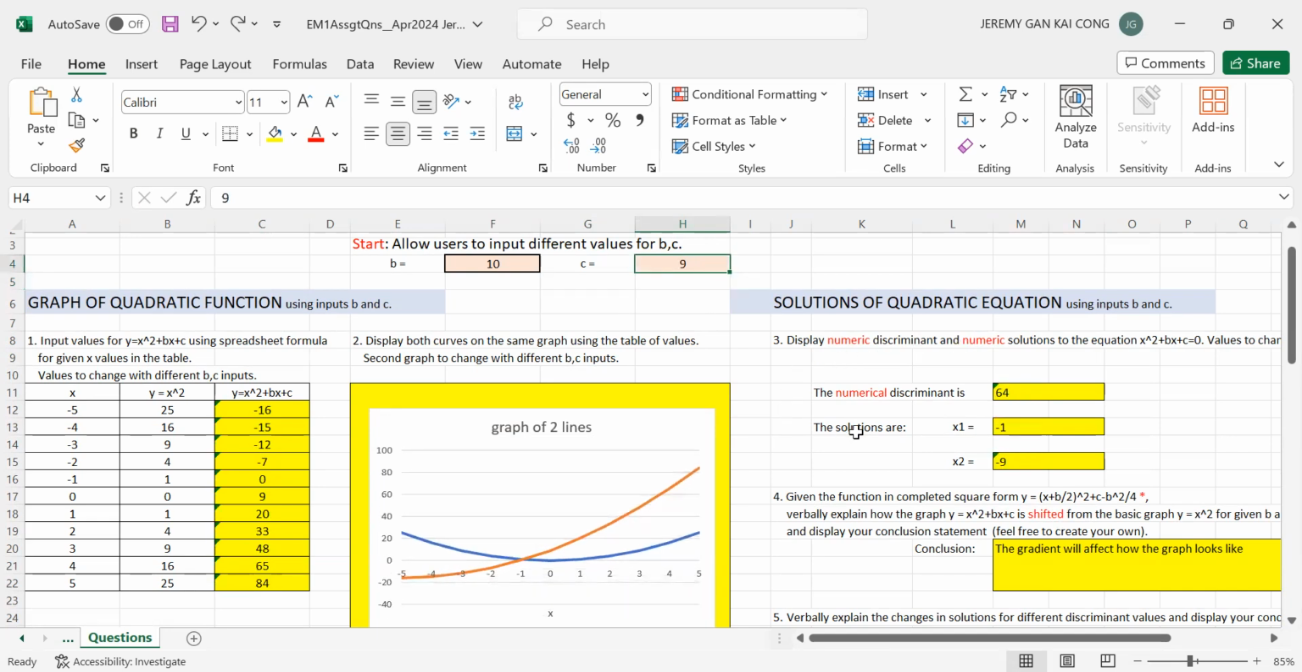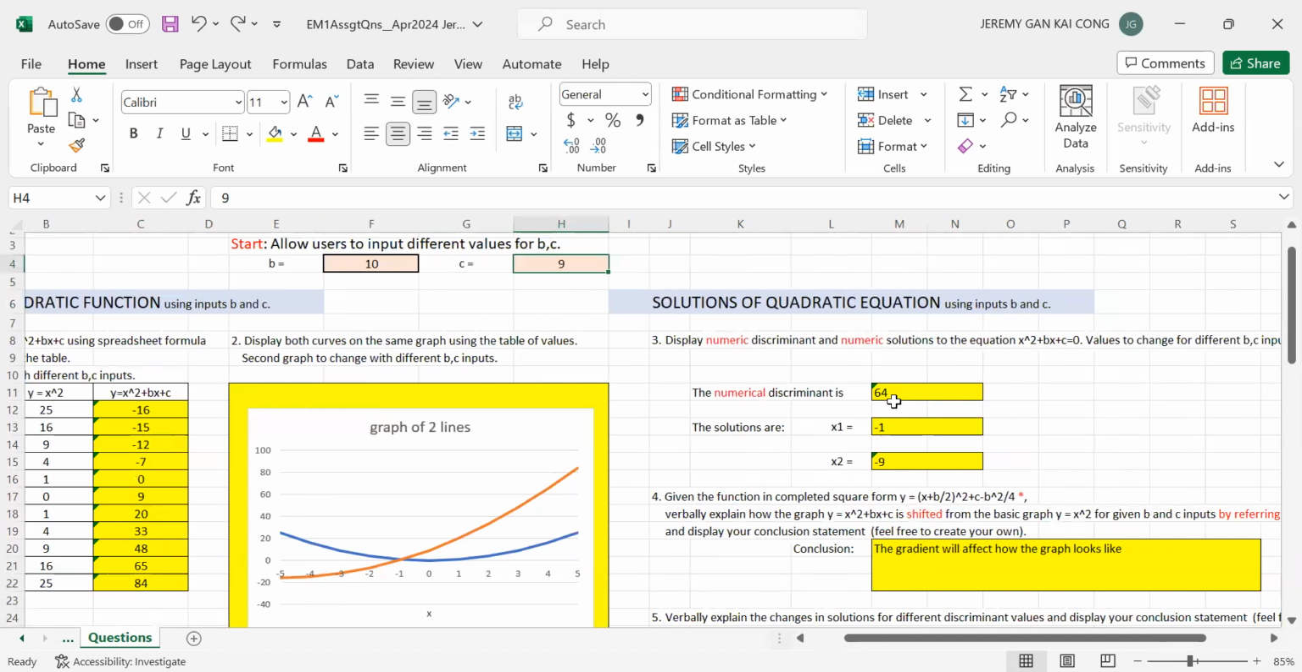So for the third question, the numerical discriminant, the formula that I use is b squared minus 4ac. But in this question, there isn't an a, so for a, I'll just sub it as 1. So I'll sub b as 10, then square it, minus 4 times 1 times c, which is 9.